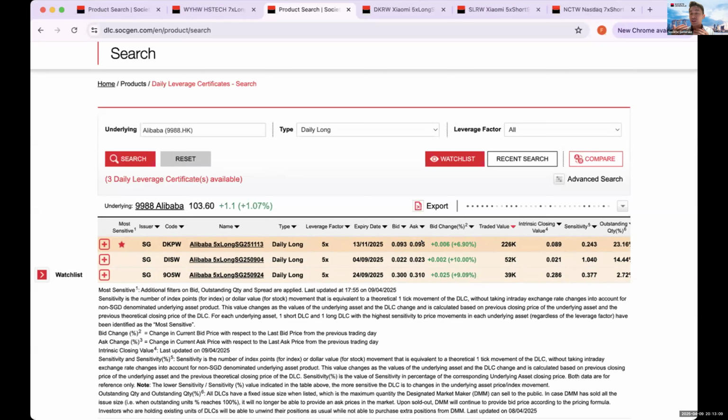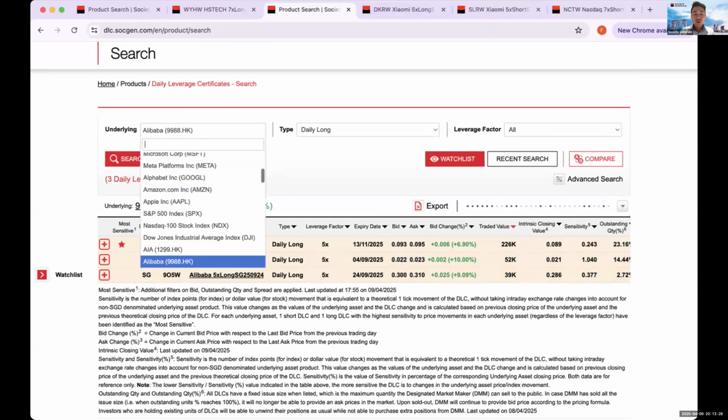Or if you're a scalper, you definitely want a more sensitive DLC. So definitely for a better trading experience, look out for the red star indicator for a more sensitive DLC. All right, don't choose those very low price ones. Those below 3 cents or 5 cents are very insensitive to the underlying stock. Generally, the higher price the DLC, the better it is.